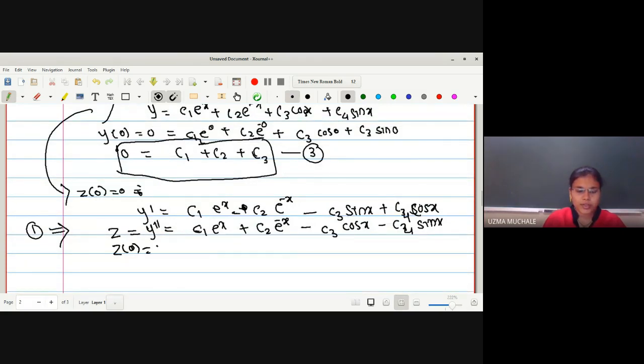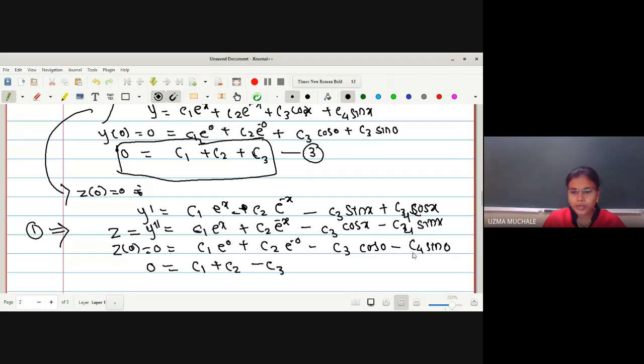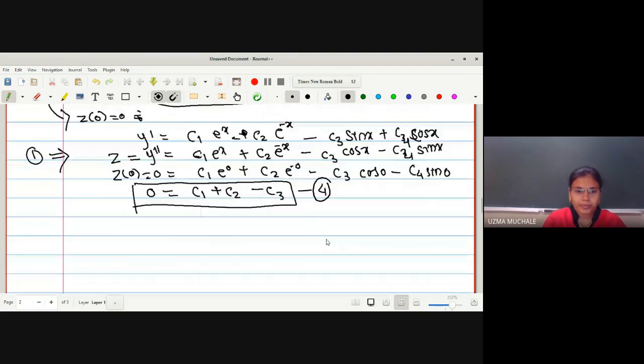Z of 0 is equal to 0, which is equal to C1 e raised to 0 plus C2 e raised to minus 0 minus C3 cos 0 minus C4 sin 0. So C1 plus C2 minus C3. Cos 0 is 1, sin 0 is 0, so this term will be eliminated and we get one more equation. This is, say, equation number 4.